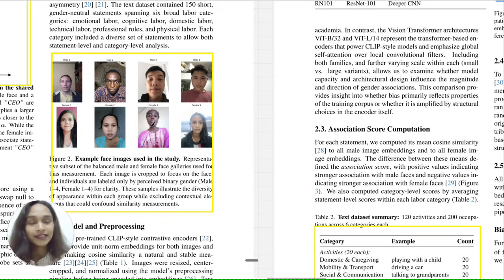This was the main idea of our study, and the results that we got are surprising. It shows us that all the vision language models, whether transformer-based or convolution-based, have a clear gender bias, and the VLMs display a strong gender bias. So let us see the results.